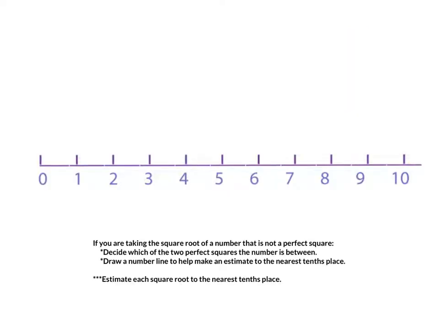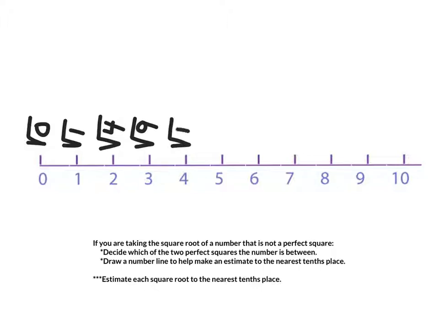In order to estimate roots, we need to use a number line that's filled with squared numbers and their square roots. 0 is the square root of 0. 1 is the square root of 1. 2 is the square root of 4. 3 is the square root of 9. 4 is the square root of 16. 5 is the square root of 25. 6 is the square root of 36.